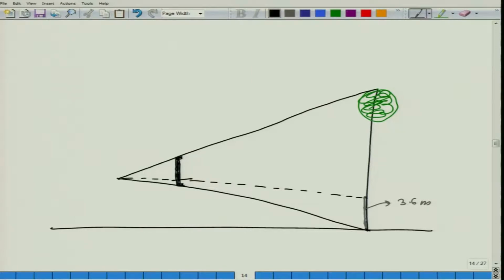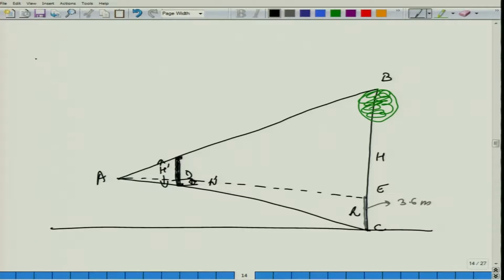Suppose this length is h prime and the total length of the hypsometer is capital H prime. Suppose the height of the tree is capital H and the height of the staff is small h. So, in this situation, let us label the triangles: A, B, C, D and E.